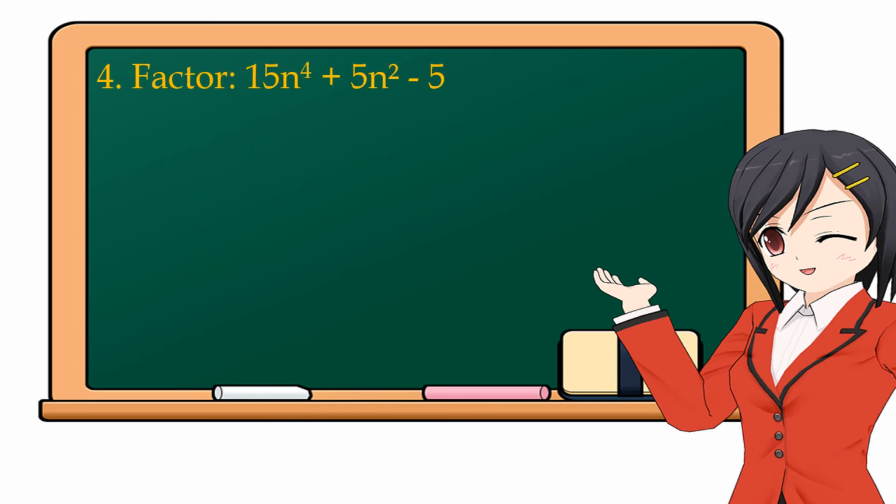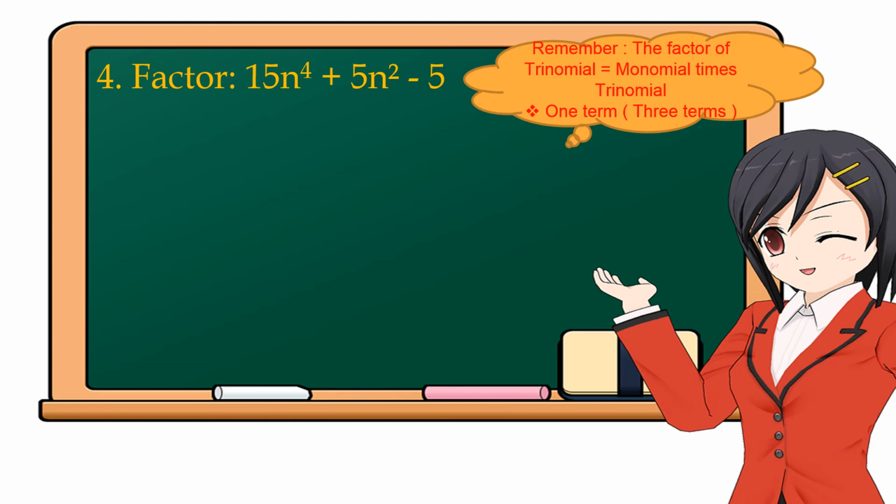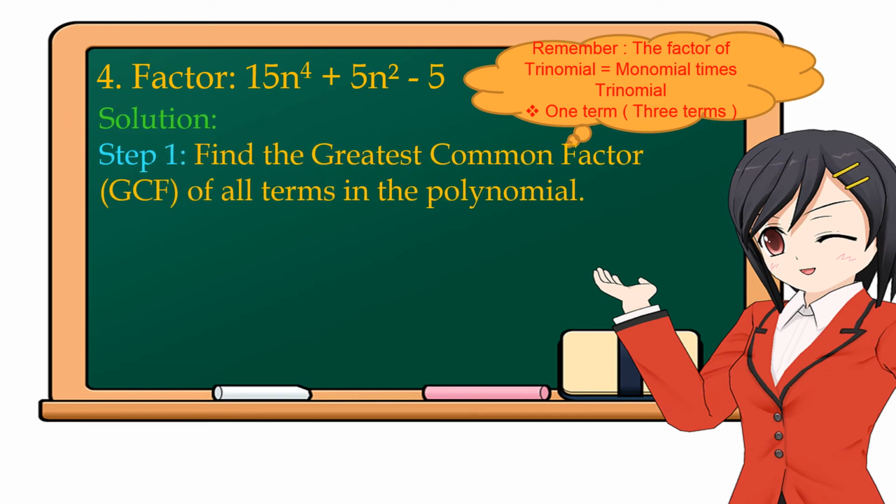Okay, number 4. Factor 15n raised to the fourth plus 5n squared minus 5. So remember, the factor of a trinomial is equal to monomial times trinomial. So our answer should be 1 term multiplied by quantity 3 terms. So let's have the solution. So step 1, find the greatest common factor, GCF of all terms in the polynomial. So we have 3 terms. So 15n raised to the fourth, 5n squared, and negative 5.